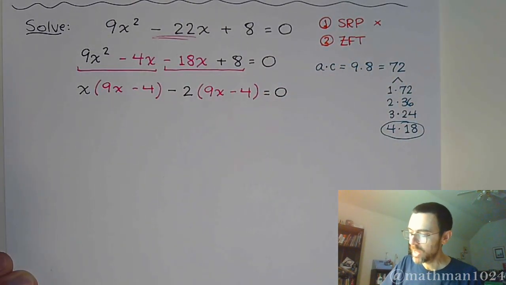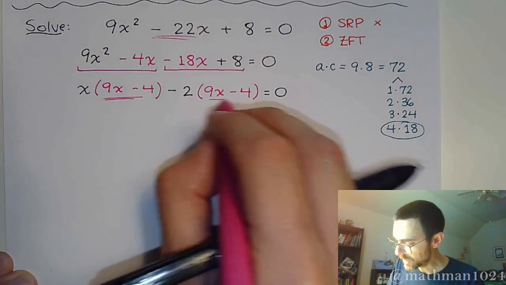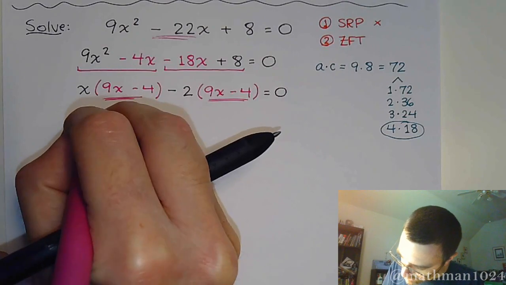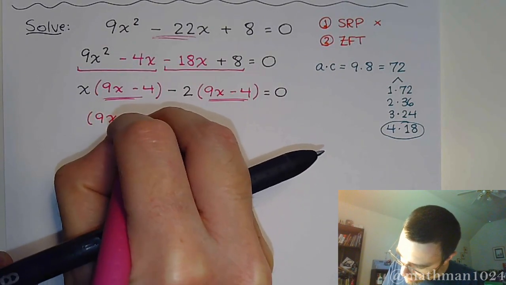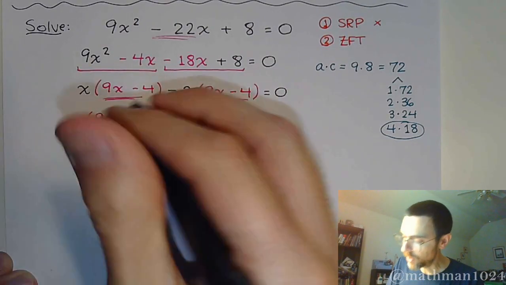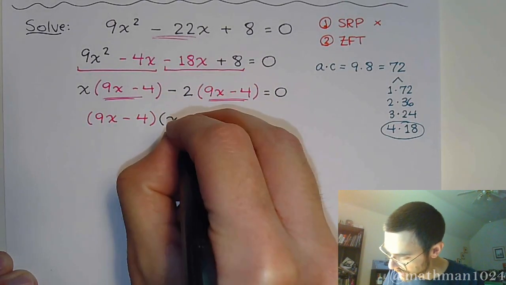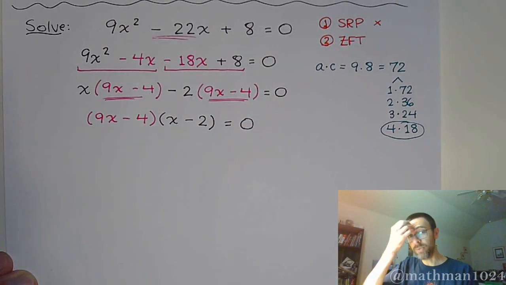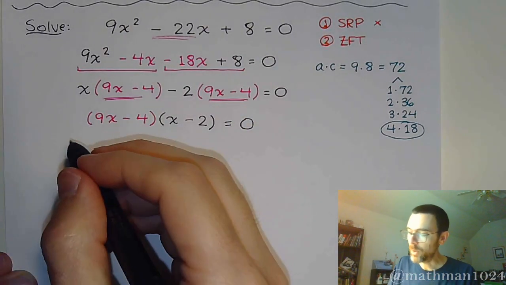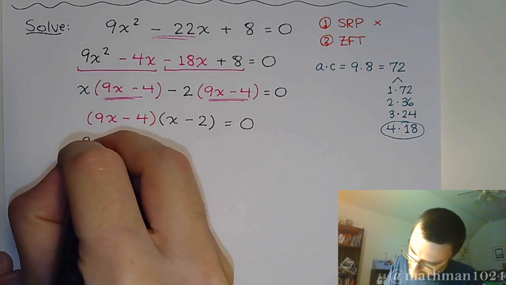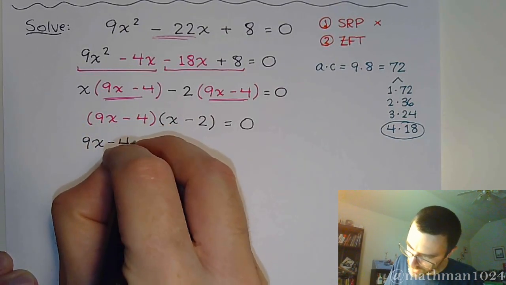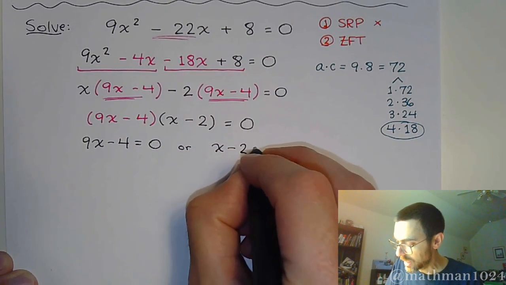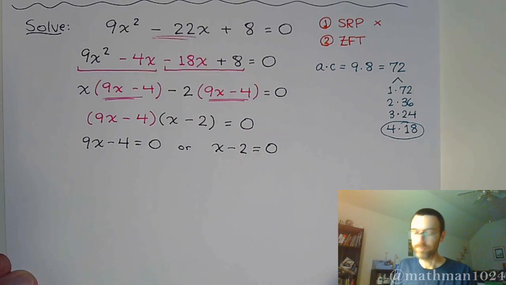Okay? And just as we expected, just as we knew this was going to happen, we have a common factor. So 9x minus 4 times x minus 2 is equal to 0. And from here, we've got it factored, and now we can use the zero factor theorem. So 9x minus 4 is equal to 0, or x minus 2 is equal to 0.